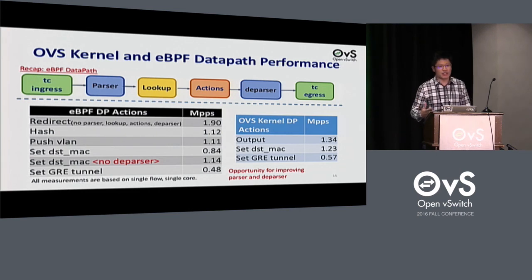The purpose here is not meant to show the raw performance of the OVS kernel data path or the raw performance of the eBPF data path implementation. It's also to understand that when we are designing and implementing this eBPF data path, we know what the performance overheads are and what the targets for the optimization next are. So here you can see that the deparser and parser might be a good target for our next optimization.